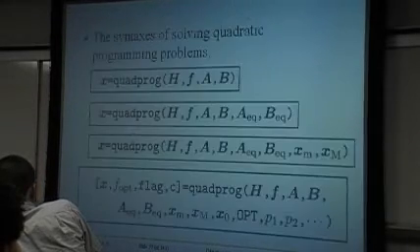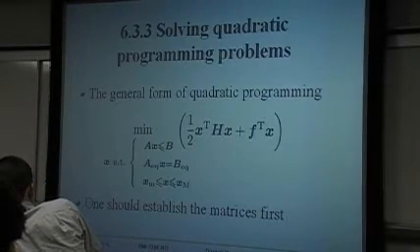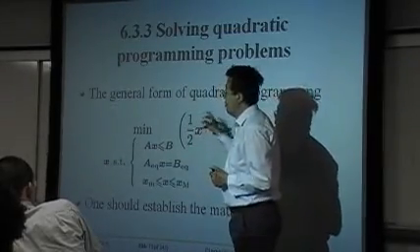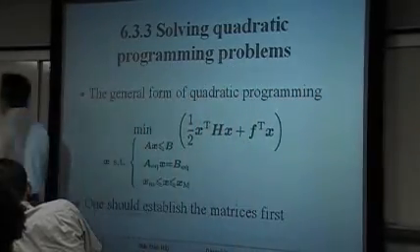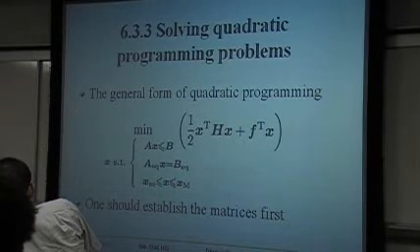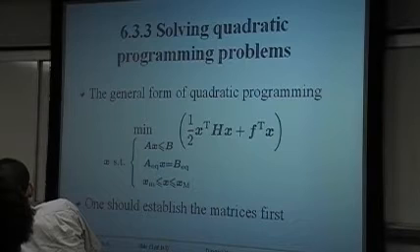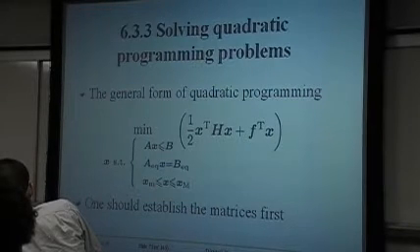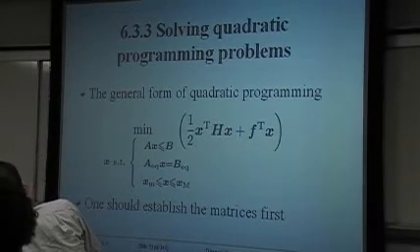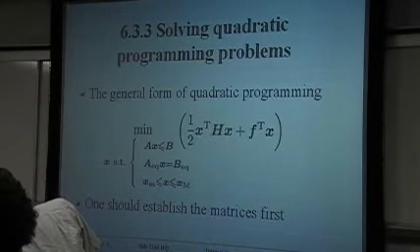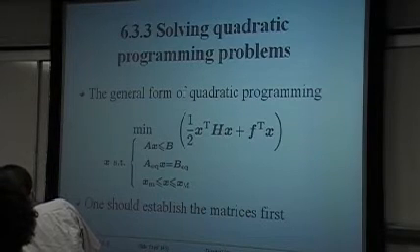Let's check the standard form. We have a one-half there. So you must be very careful. If you use H like this, you will get incorrect results. So what you have to do is to do it like this. So this one is H, and you must be very careful with it. So this is H, this is f, and what about this?